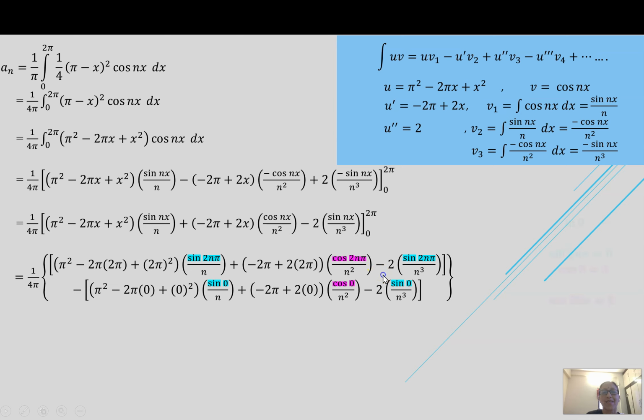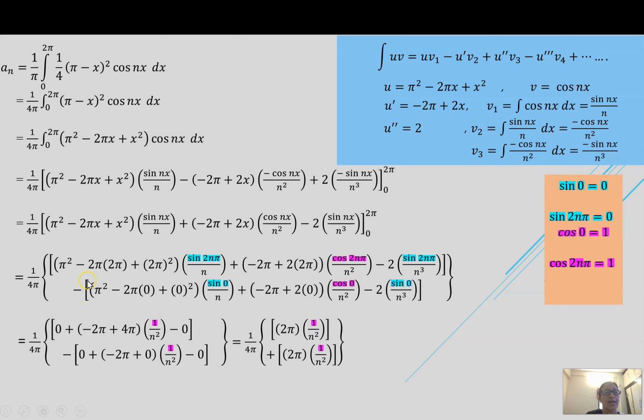So what are those particular values? Here sin 0 is nothing but 0. The value of sin 2nπ is also 0. The value of cos 0 is 1. The value of cos 2nπ is 1. So here I highlighted these cos terms with pink color and sin terms with blue color. So wherever you find blue color, you should write 0. Wherever you find this pink color, that means cos terms, you should write 1.